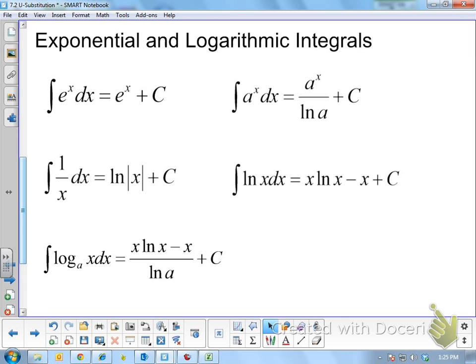The integral of natural log x itself is x ln x minus x. All of these are plus c. And log base a of x is x ln x minus x over ln a. So very similar to a to the x.